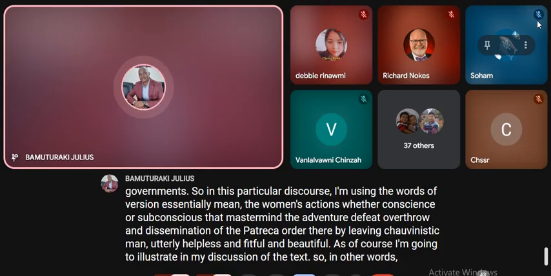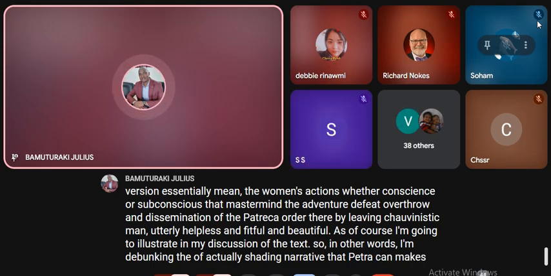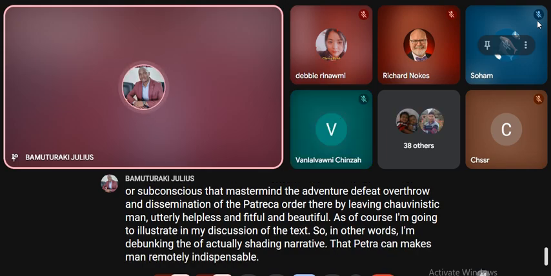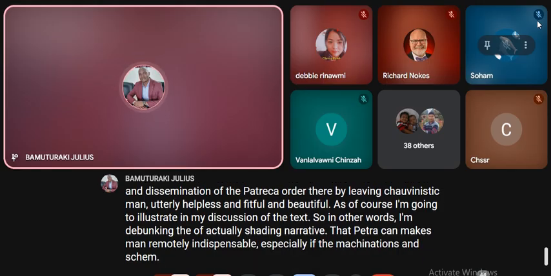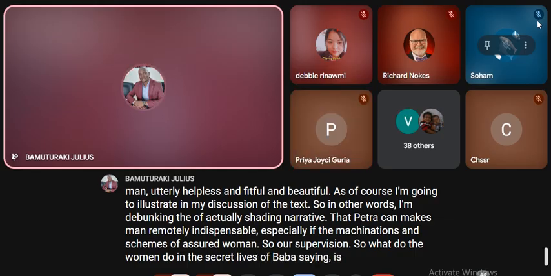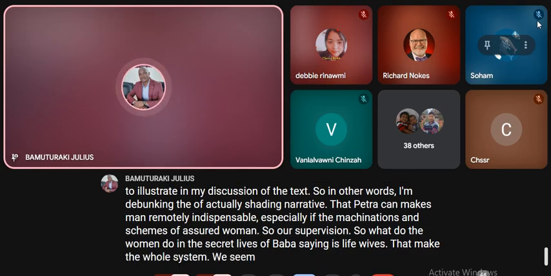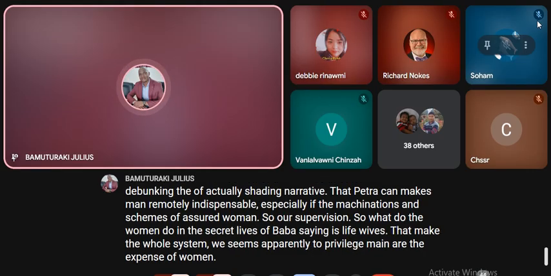So in other words, I'm debunking the over-cliched narrative that patriarchy makes man remotely indispensable, especially with the machinations and schemes of assured women. So, subversion. So what do the women do in The Sacred Lives of Baba Segi's Wives that make the whole system, which seems apparently to privilege men at the expense of women, come crumbling down?